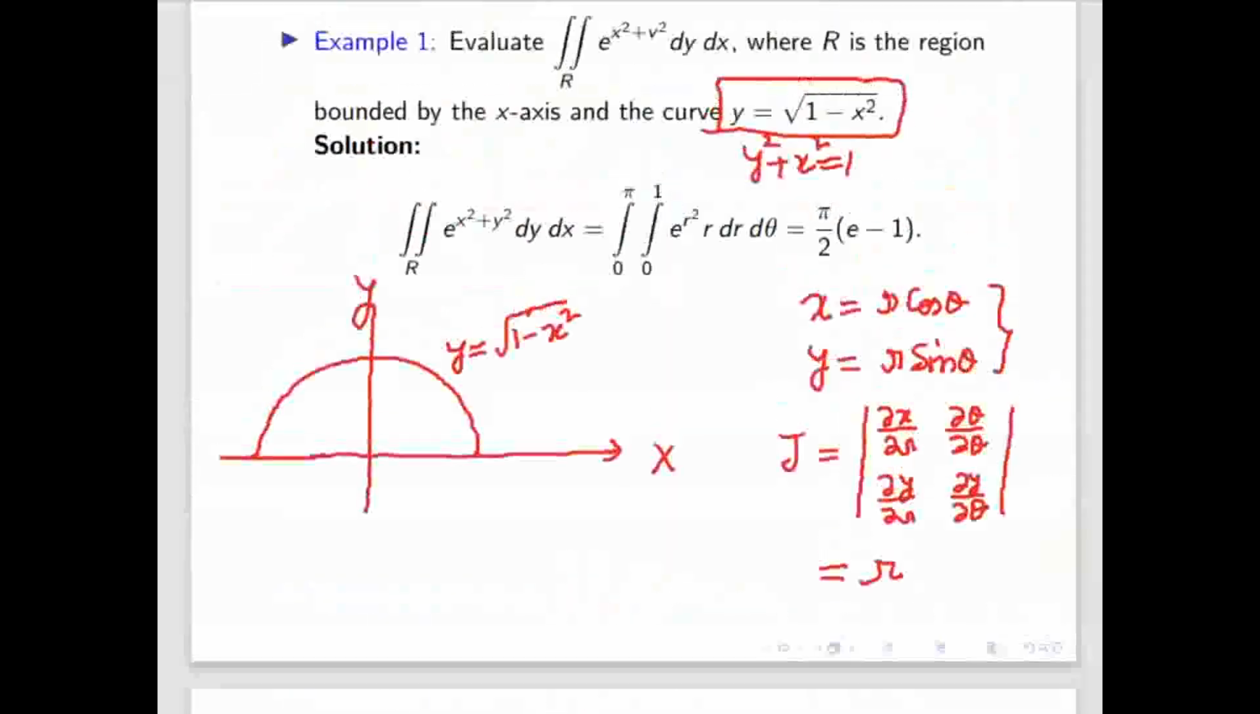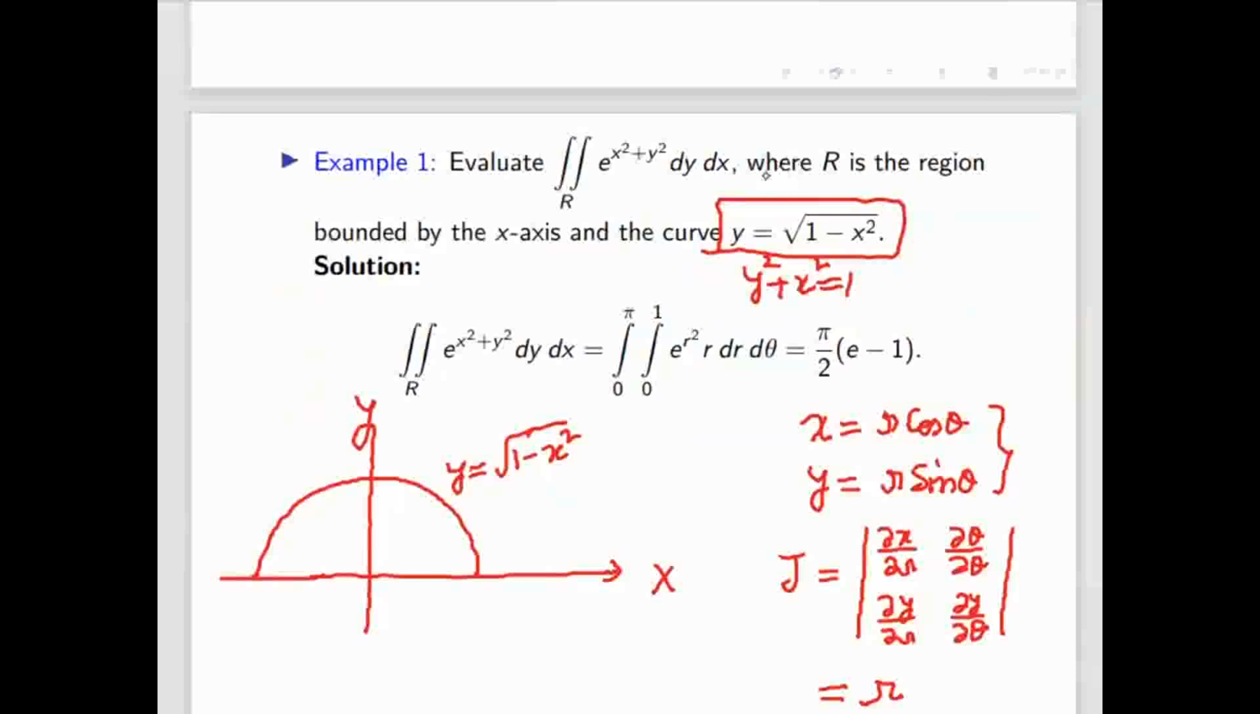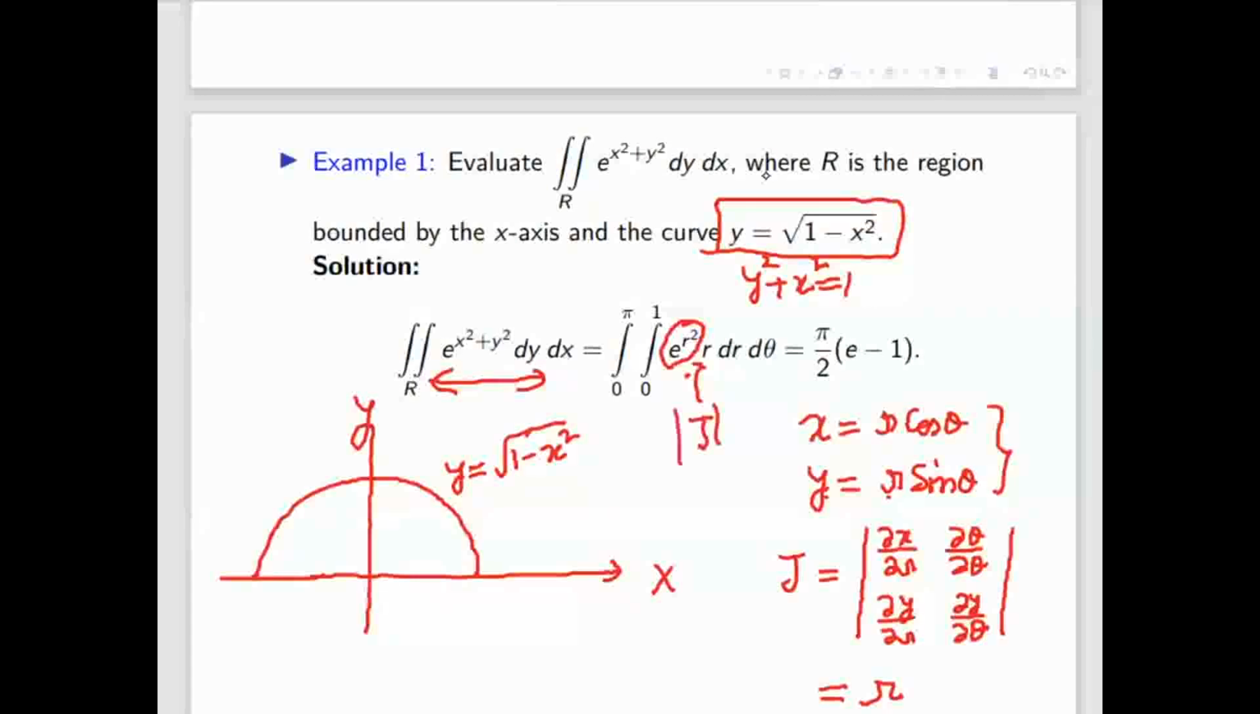That means this integration you have to find. This x square plus y square is equal to r square, because x is r cos theta and y is r sin theta. So it will change to e to the power r square, and this r is the Jacobian. So dy dx will become mod of Jacobian dr d theta. So it is r, which will give r dr d theta.